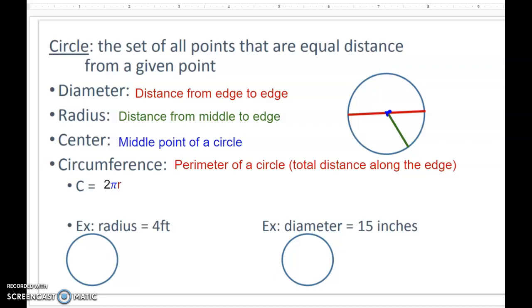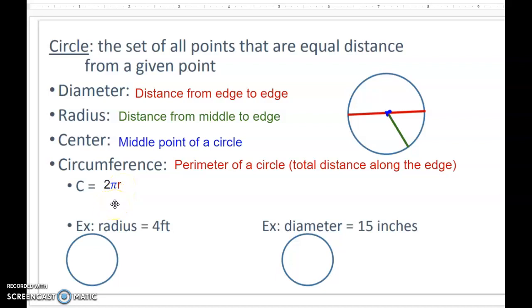All right, circumference, it's the perimeter of a circle. That's the total distance along the edge of a circle. So that's all the way around. We could imagine from this point right here all the way around the circle. We have a couple of ways to calculate this. The first way is to take 2 times pi times r. 2 times pi times r.